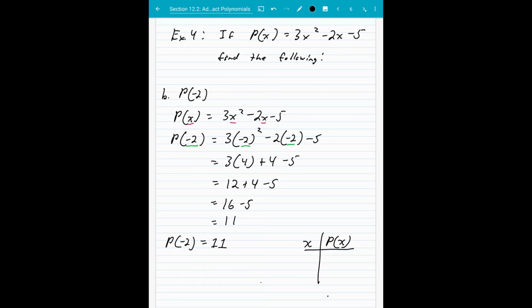For that last problem, when we had 1, we got -4. For this problem, we plugged in -2, we got 11. We get a table of values. The reason why we use this function notation is just because I can see right here what I plugged in to get this answer right here. That's why we use this kind of function notation. You're going to be seeing it all the time in your next class. So what we plug in, we get a result. So it's really something called an input and an output.